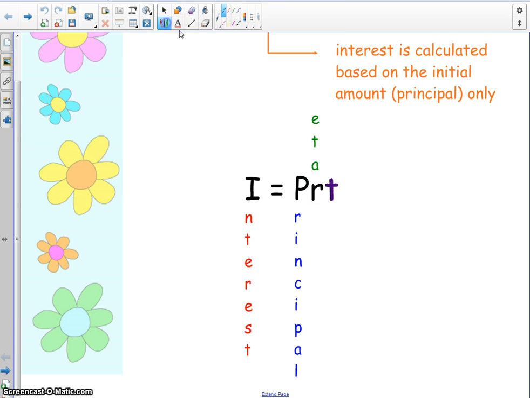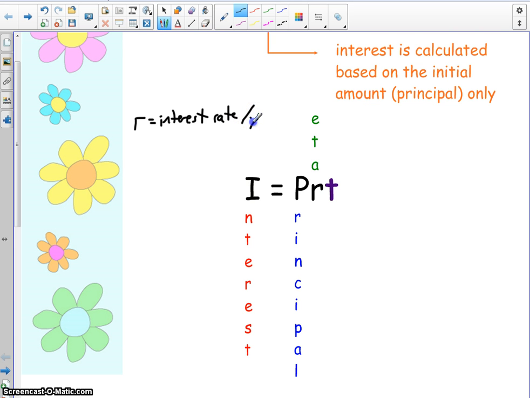R is your interest rate, and the interest rate is per year. So let me make a note here: R is interest rate per year. And it will be in decimal form, so if it gives it to you as a percentage, you have to convert it to a decimal. And T is your amount of time, which again is in years. So if you know how much you invest, how much the interest rate is, and how long it's been invested for, you can in theory calculate what the simple interest would be.